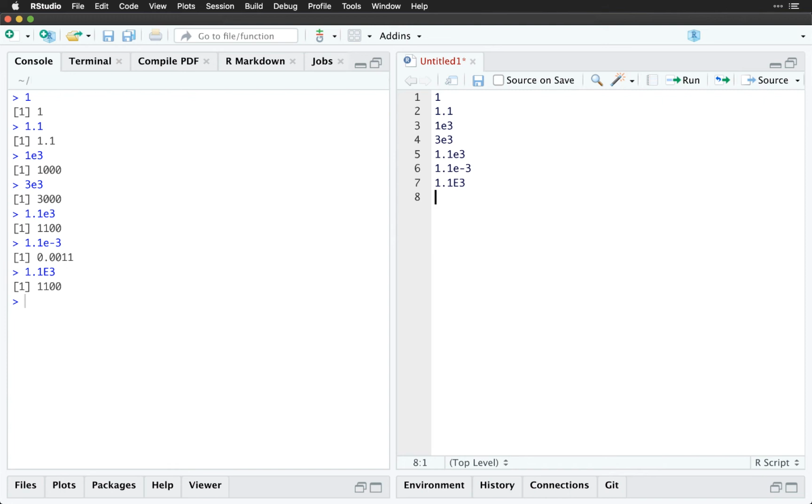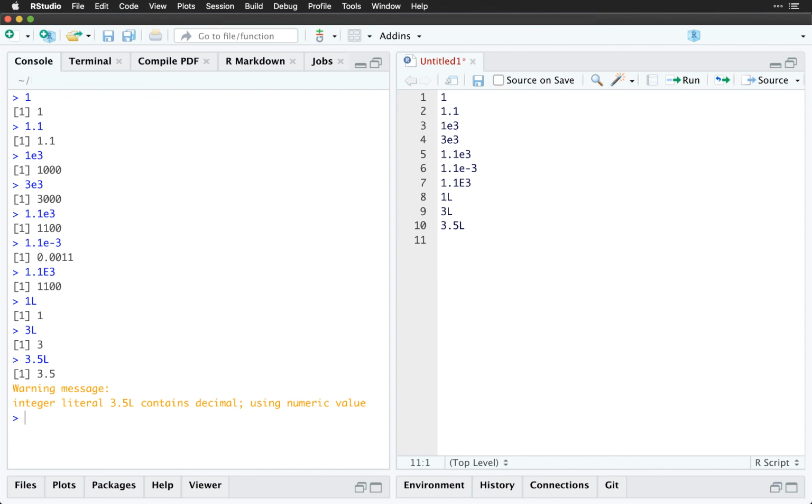Sometimes you'll see people use 1L with a capital L after it. That corresponds to literal and is referring to an integer. So 3L would be 3 the integer, 3.5L would give us a warning.